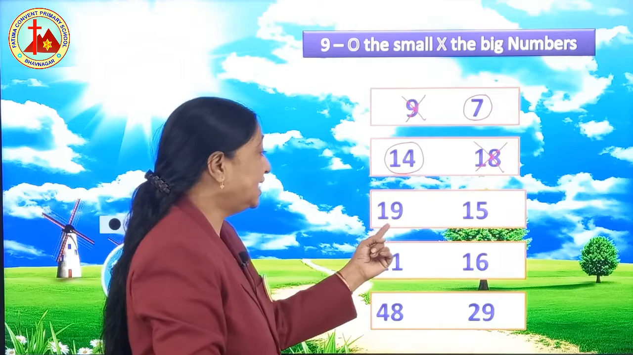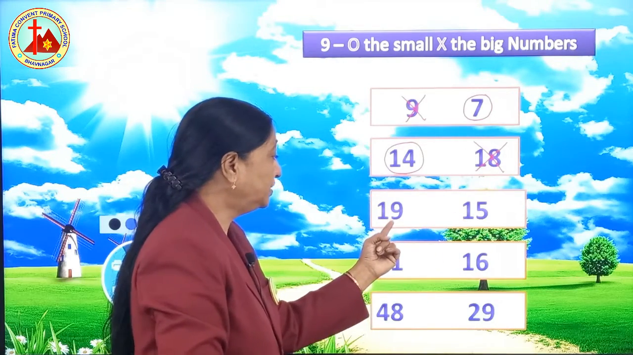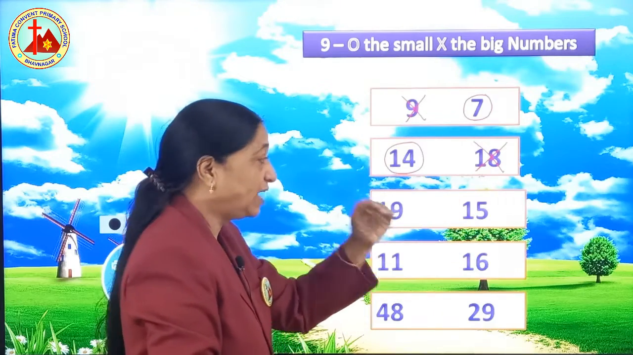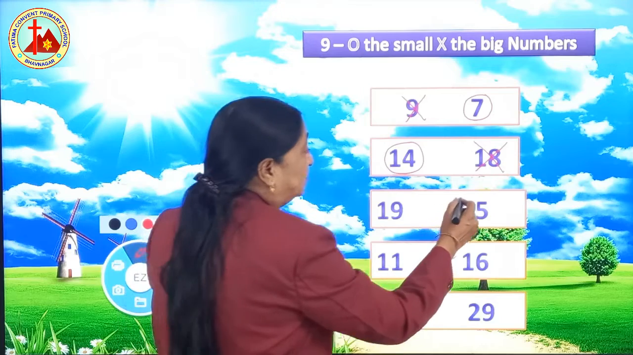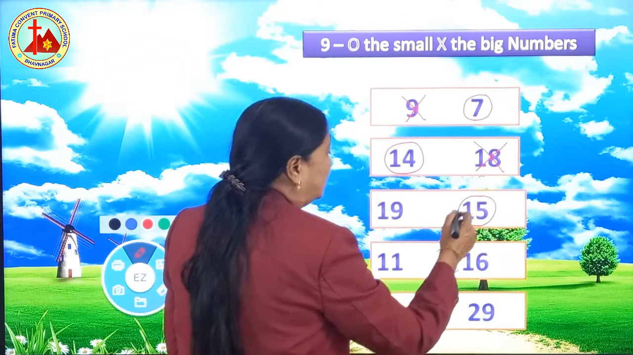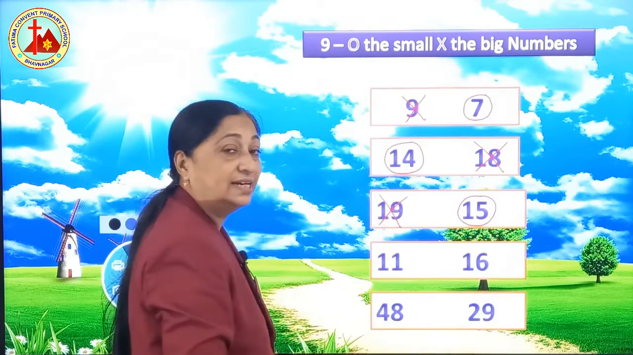Now the next, 19 and 15. Both numbers start with 1, so they are similar. You have to see number 9 and number 5. So you say 1, 2, 3, 4, 5. 5 comes first. So which comes first? That is the smaller number. So we will circle the smaller number, and we will put a cross on the number 19.